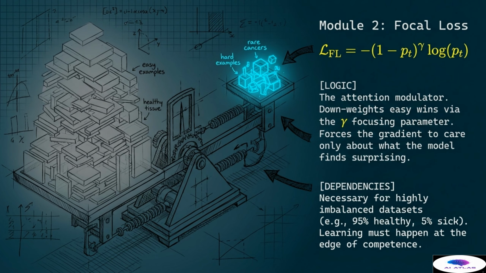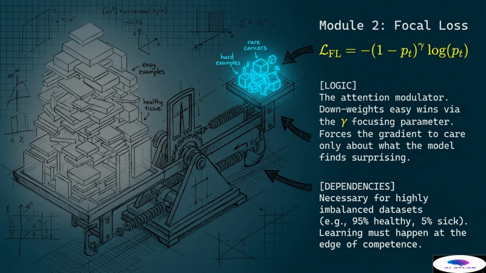Focal loss solves this by downweighting the easy wins through a specific focusing parameter. This forces the gradient to care only about what the model finds surprising or difficult. It pushes the learning process to happen at the edge of competence rather than repeating what it already knows. This is necessary for building systems that can handle edge cases and rare occurrences. By adjusting how much we care about common versus rare errors, we are essentially telling the machine where to focus its limited capacity for learning.